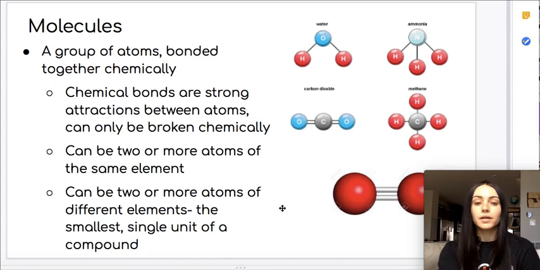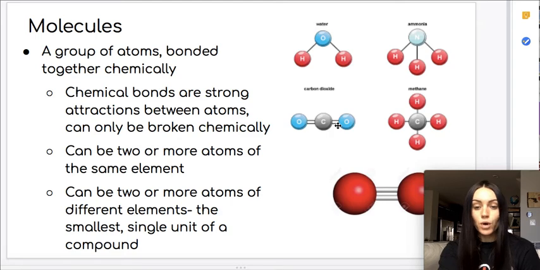The other example of a molecule can be two or more atoms of different elements. If we look up here, we see many different examples of that. That means, again, more than one atom coming together and bonding chemically, but in this case, those atoms are of different elements. One very obvious example here is water. You probably already know that water is H2O. If we look up here, we see it's called H2O because it has a single atom of oxygen and two atoms of hydrogen all bonded together. We have a few other examples here.